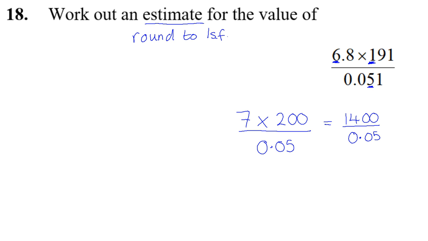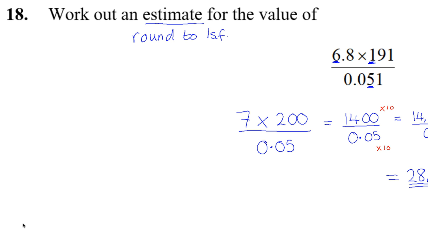Okay, so what I'm going to do is use some equivalent fractions. If I multiply both of those numbers by 10 to get an equivalent fraction, then I'll have 14,000 divided by 0.5, and then if I double them both, I'm going to have 28,000 divided by 1. So the answer is 28,000.